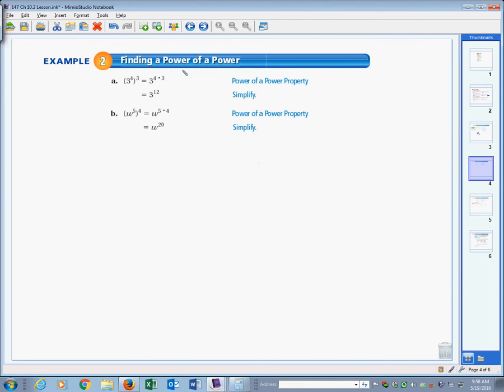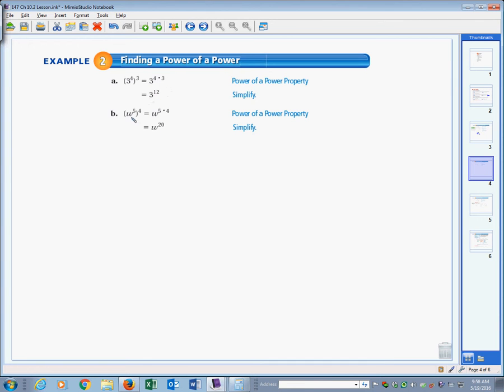Okay, so power of a power. Here's when we have a factor to a power inside of parentheses raised to an additional power. So power of a power tells me I'm going to do what? Multiply. So I take my exponents. Here's my base, 3 to the 4 times 3, which is going to give me 3 to the 12. Again, simple concept. The problem is remembering which concept you're going to apply when.